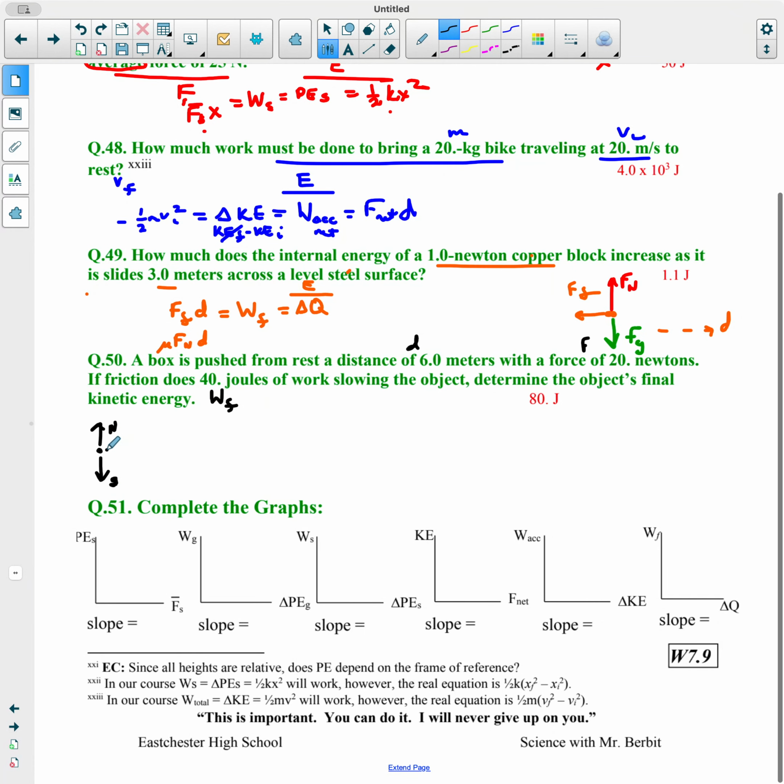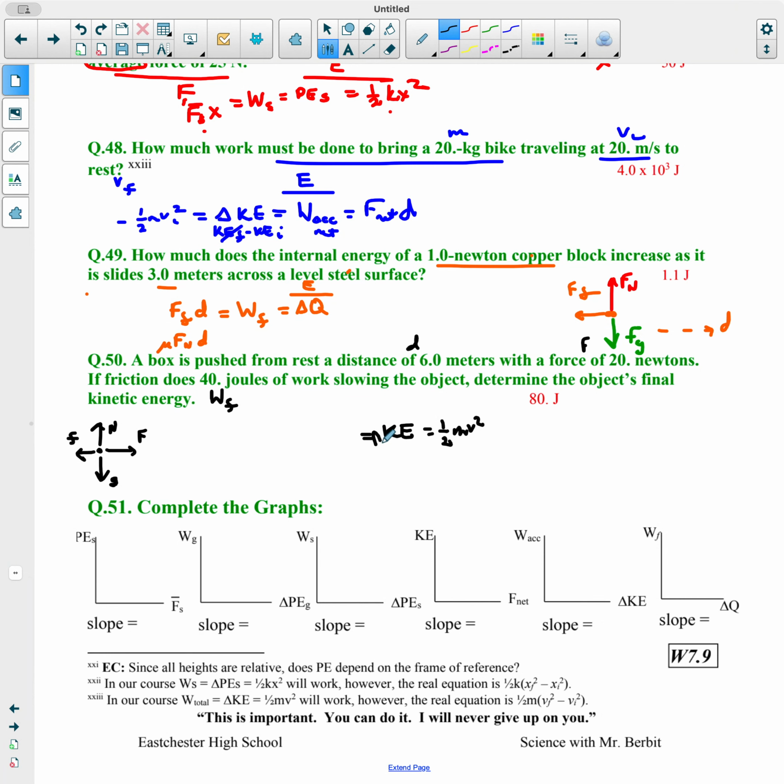What's going on here? The box is being pushed this way. You got some push, and you got some friction back this way, right? Cool. So they want to know about final kinetic energy. They're asking for KE. Now, of course, you could do half mv squared. That's one option, and you could figure that out. It may be a little funky, but you'll get there.